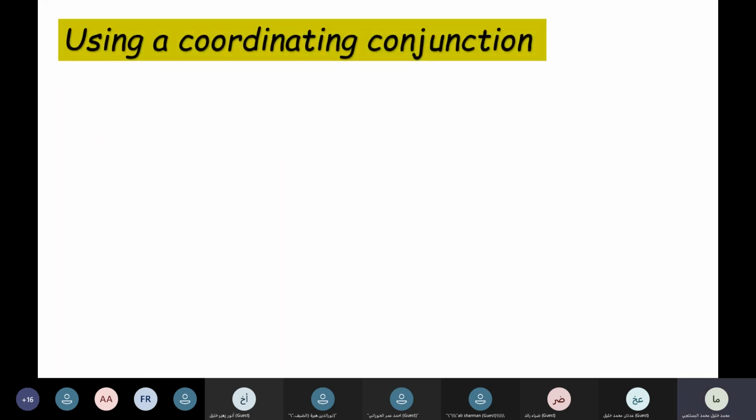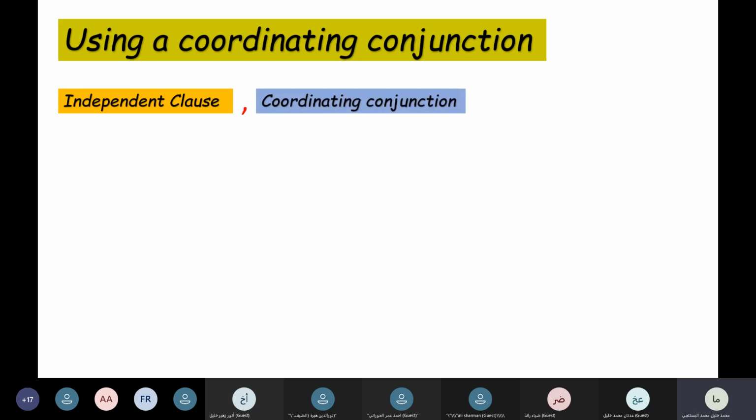Look at the words. Here we are going to use a coordinating conjunction. Now, if you remember, the coordinating conjunctions like what? And, or, so, but, etc. These are called coordinators or coordinating conjunctions. They usually coordinate or join an independent clause with another independent clause. Here we have to use what? A comma before the coordinating conjunction. So the coordinating conjunctions will join an independent clause and another independent clause.